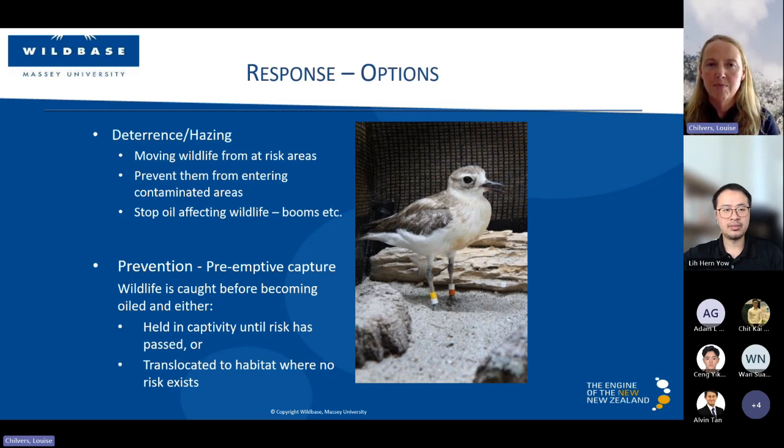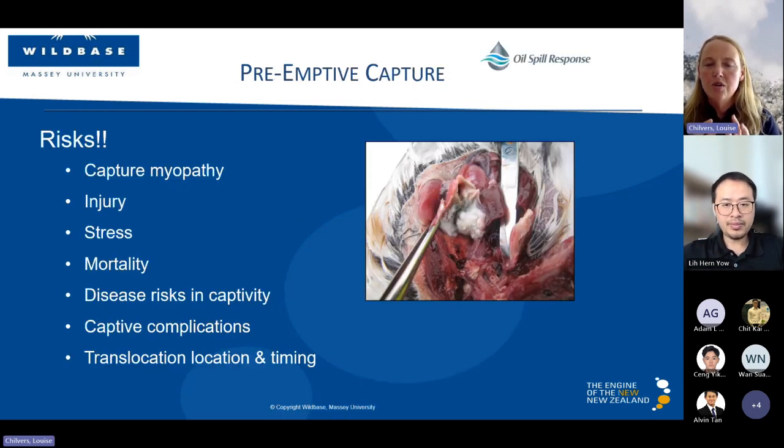So these are examples of those first steps: reconnaissance, hazing and deterrence. How can we work in the whole oil response team to get that to operate? You do have to be really careful, and you do need wildlife expertise. I hope no one's squeamish for the photo, sorry, to undertake this, because especially for things like preemptive capture, there are risks. There are risks to the animals, and even within captivity, there are risks.